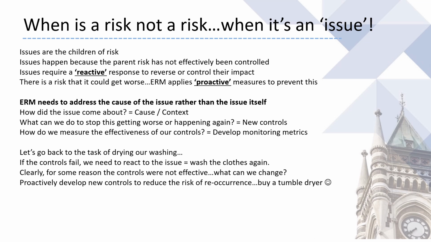If we go back to the task of drying the laundry, if all those controls that we had listed failed repeatedly, we'd have to consider a new control, and perhaps we would buy a tumble dryer and only ever dry the washing in a tumble dryer, therefore eliminating the risks of the weather outside.